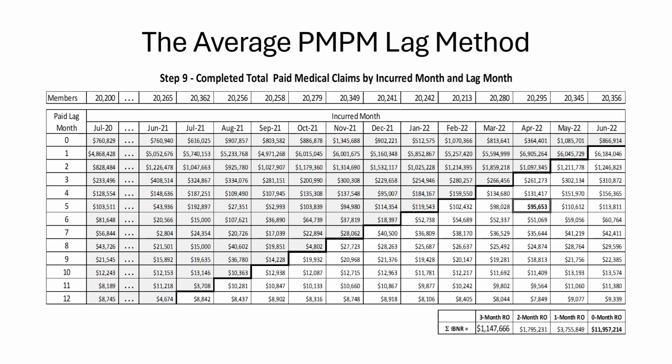The total IBNR amount as of the valuation date is then arrived at by simply summing the projected values below the bold line to the lower right of the matrix. In this case, the estimated IBNR as of July 1, 2022, with zero claims payment runout is $11,957,214.